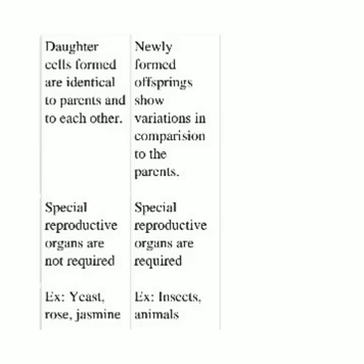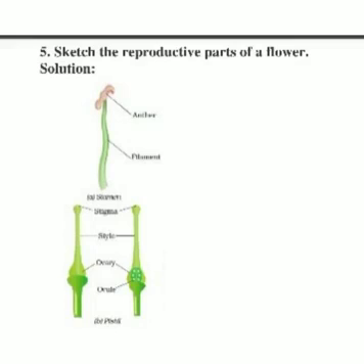Third point, write down: Special reproductive organs are not required. Example, yeast, rose, jasmine. Special reproductive organs are required. Example, insects, animals. You write down the fifth question on the right side. Sketch the reproductive parts of a flower. You draw and label the diagram on the left side of your biology note.